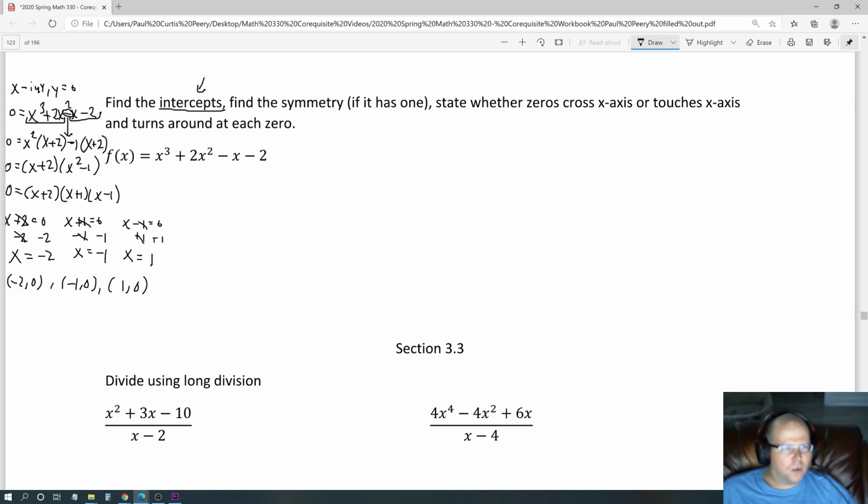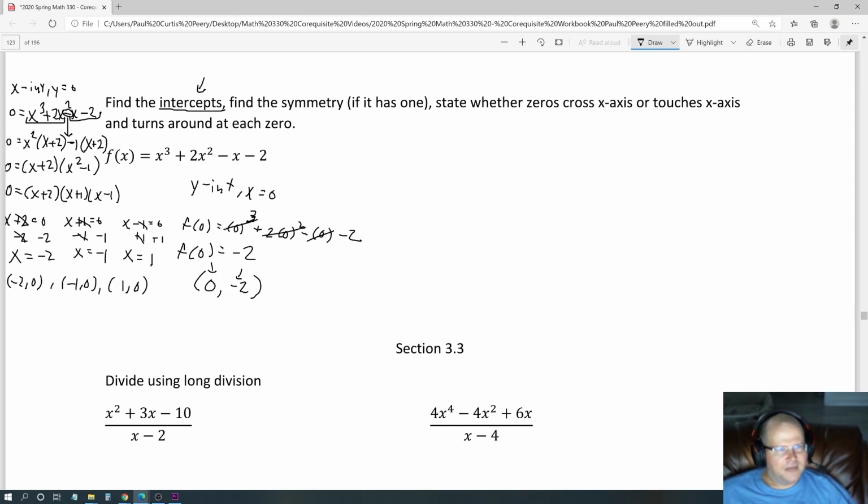Now we want to find the y-intercept, which means I set x equal to 0. So I would say f of 0 is equal to 0 cubed plus 2 times 0 squared minus 0 minus 2. I'm just going to be quick about these. These are all going to cancel out. The zeros are going to go away. 0 cubed is 0, 2 times 0 squared is 0, minus 0, so it's just whatever's left over, which is negative 2. So when x is equal to 0, y is equal to negative 2. And that is my y-intercept.